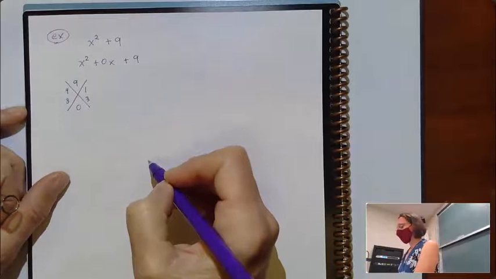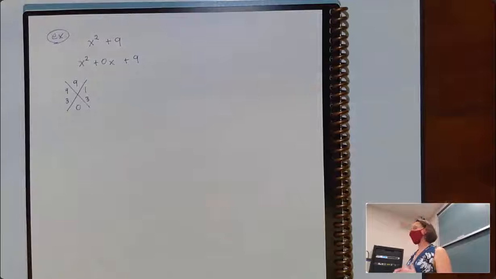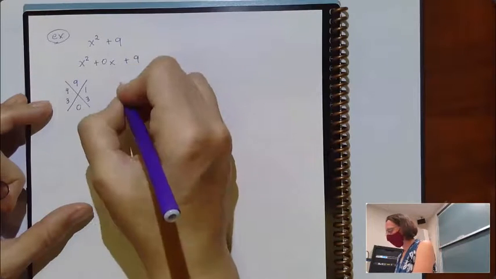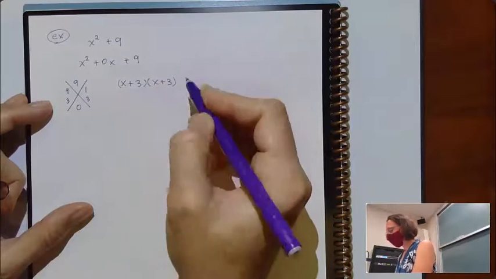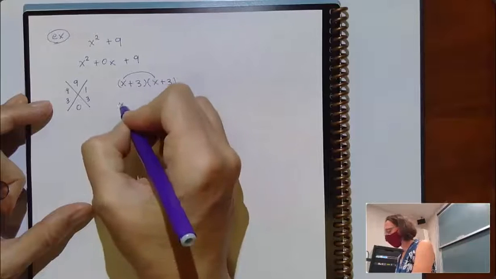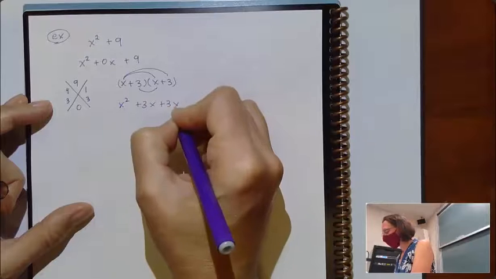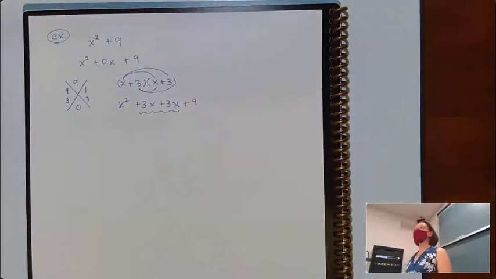The problem this time is that in order to get a positive 9, I know that the two numbers I multiply have to have the same sign. So they're either both negative or both positive. So if we thought that it might be a 3, and I thought about that as an x plus 3 times an x plus 3, if we FOIL this out, we end up with x squared plus 3x plus another 3x plus 9. So these middle terms, they don't go away. They don't give me 0 the way they do if one is positive and one is negative.